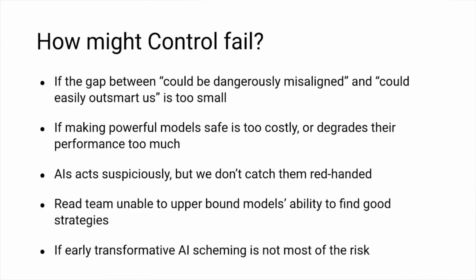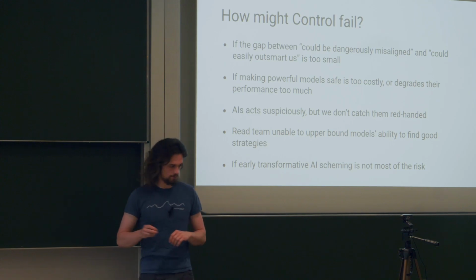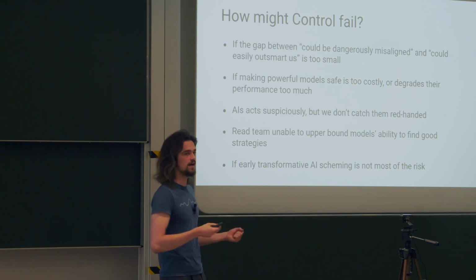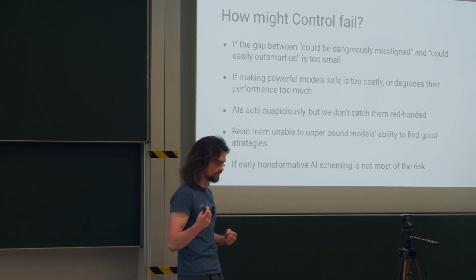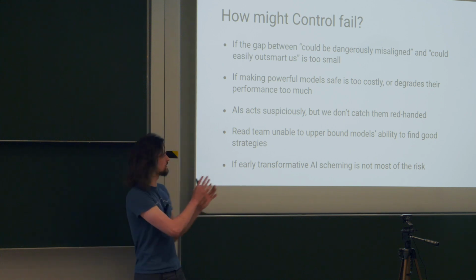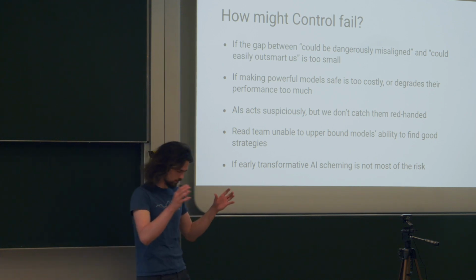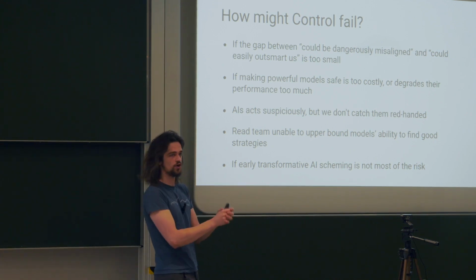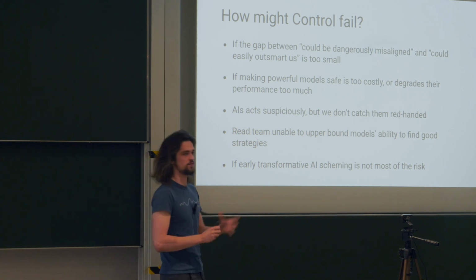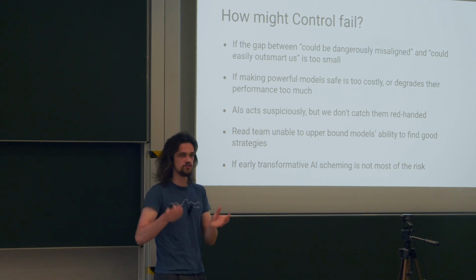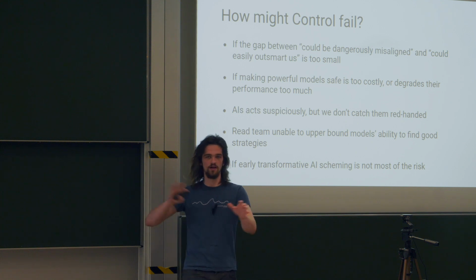And finally, control is really targeting early transformative AI that is scheming against us. But as we discussed on Friday, there's a huge number of threats from AI. There's risk from a lot of different things. And so if this little slice of the risk landscape is not where the majority of the risk is, then maybe control is going to be much less useful. And actually, we need to start thinking about ways of reducing risk that will account for many other threat models.